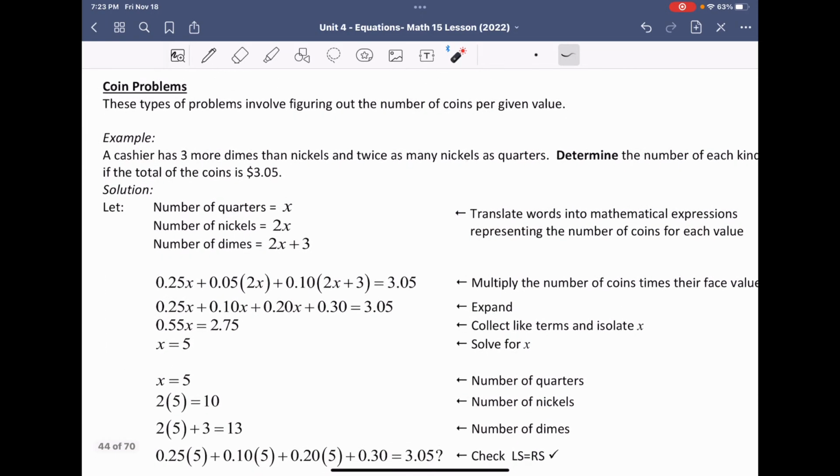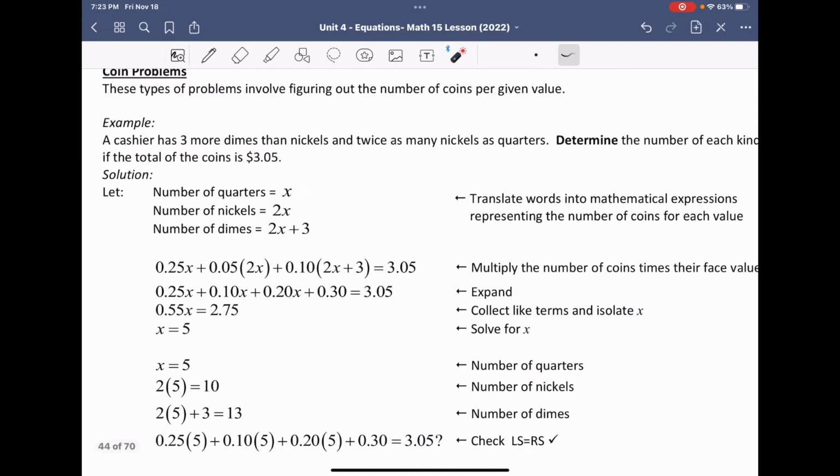Very similarly, it says a cashier has 3 more dimes than nickels and twice as many nickels as quarters. Well, the one that didn't get any descriptor here was the quarters, but let's just go through here. We have dimes, nickels, and quarters. We have a descriptor for the dimes. It has 3 more dimes than nickels, twice as many nickels as quarters. So we're getting these descriptors for dimes and nickels, but nothing about quarters.